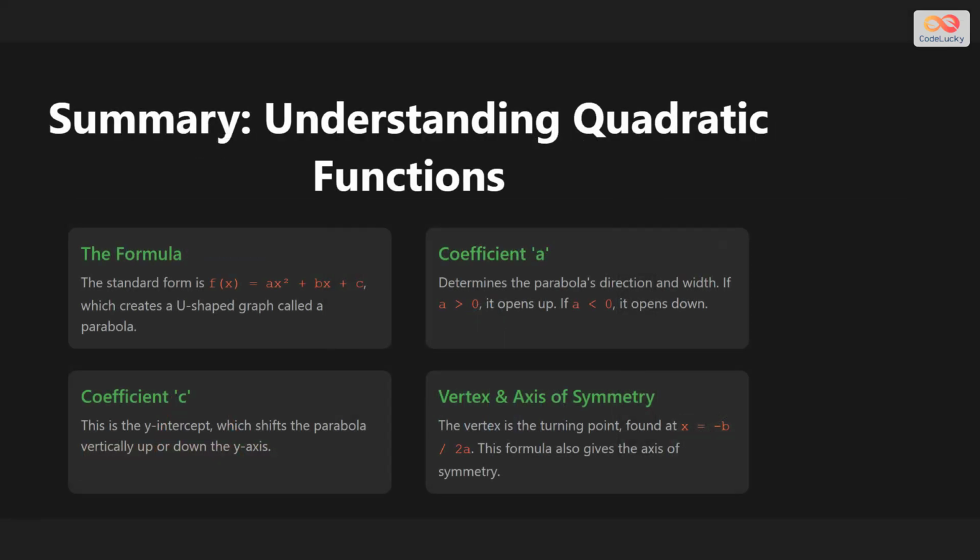To sum up, a quadratic function is written as f of x equals a x squared plus bx plus c. Its graph is a parabola. The a term sets its direction and width, while the c term sets its vertical position. The vertex, or turning point, is located using the a and b terms, and this also defines the axis of symmetry.